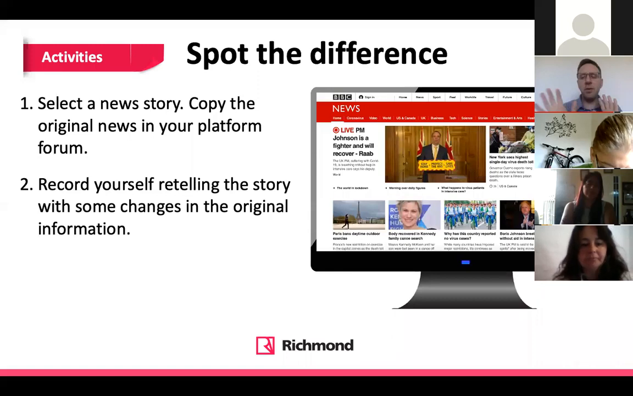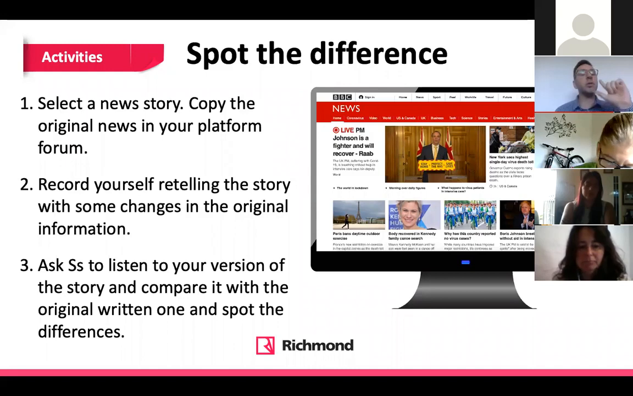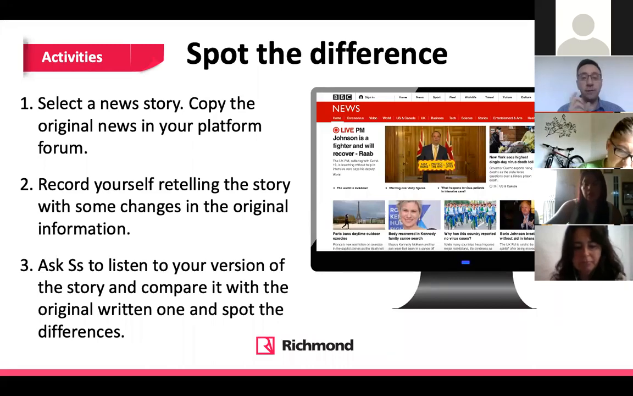So what we are going to do is we are going to play with students. So we are going to record the story. We are going to play the role of reporters, but we are going to make some changes to the original stories. What students will have to do is read the story, listen to our original version of the recording, and spot the differences, okay?